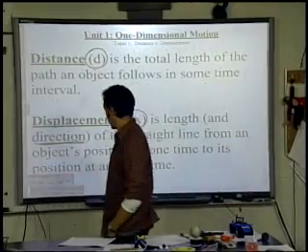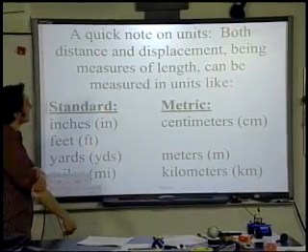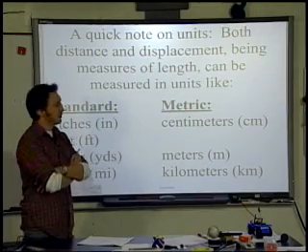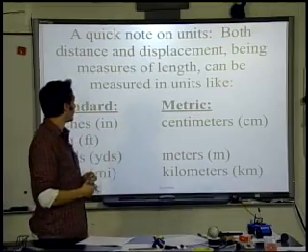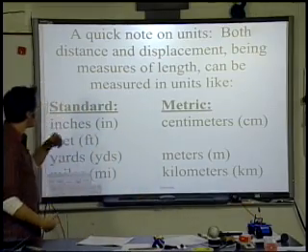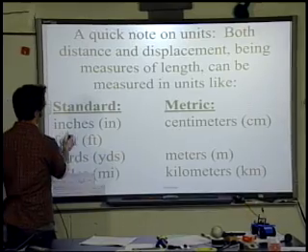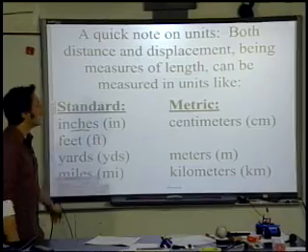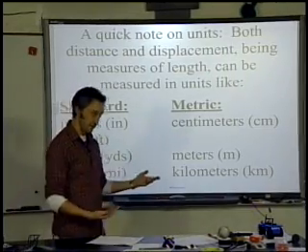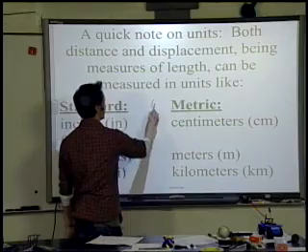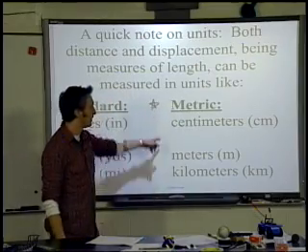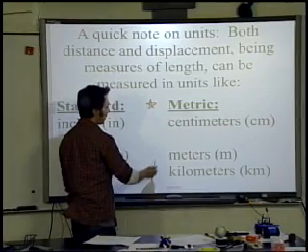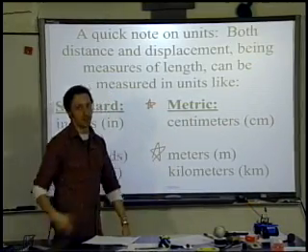So first of all, let's talk about units for just a moment. All right? Because both distance and displacement measure length, they're going to be measured in similar units. So here in America, we would use standard units, which could be things such as inches, feet, yards, or miles. And then in Europe, Canada, or physics class, we're going to use the metric system, where we might measure displacement or distance in centimeters, meters, or kilometers. Ultimately, once we really get going, we're going to focus on meters.